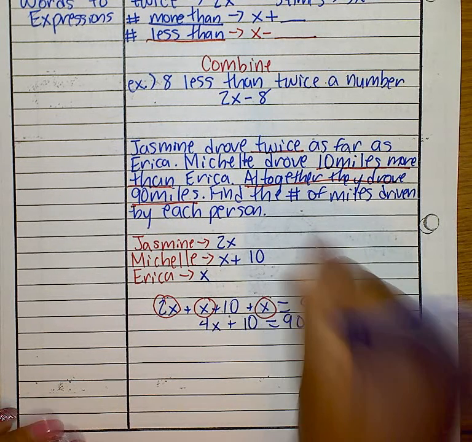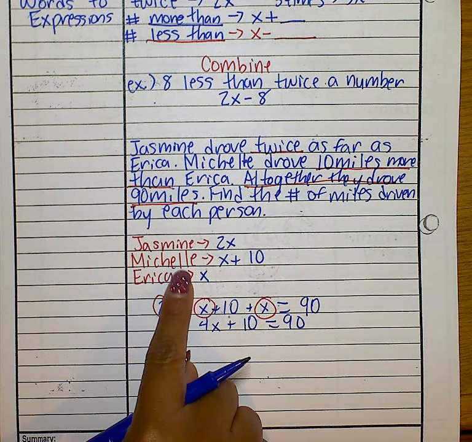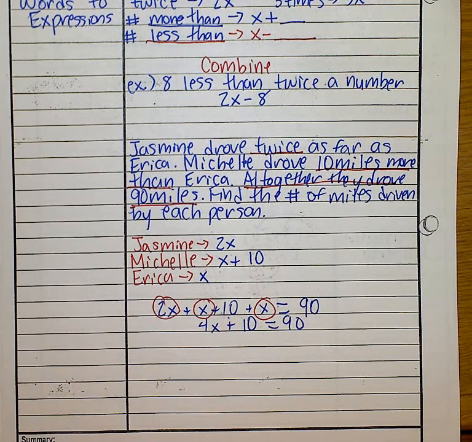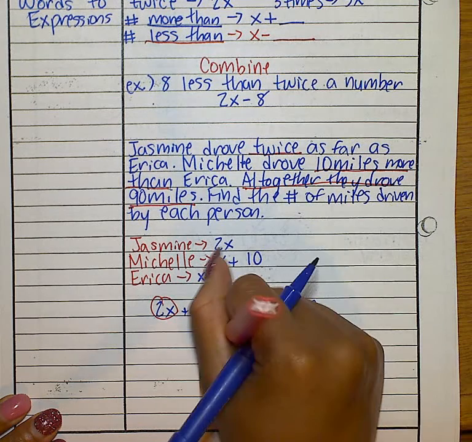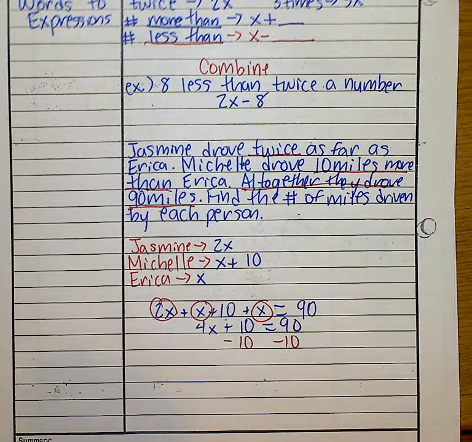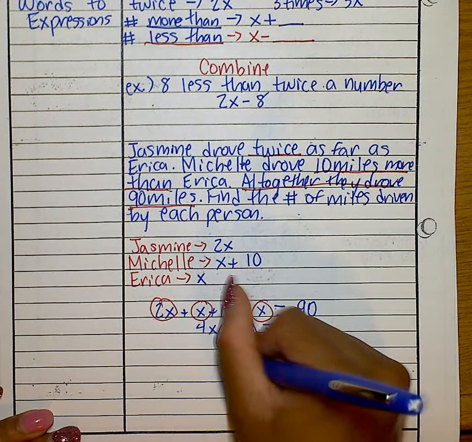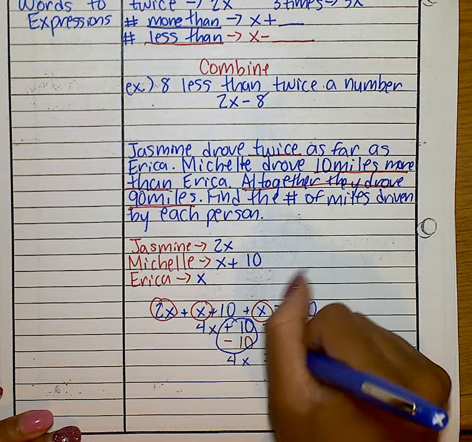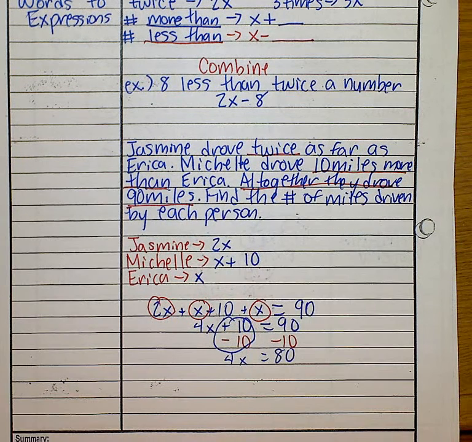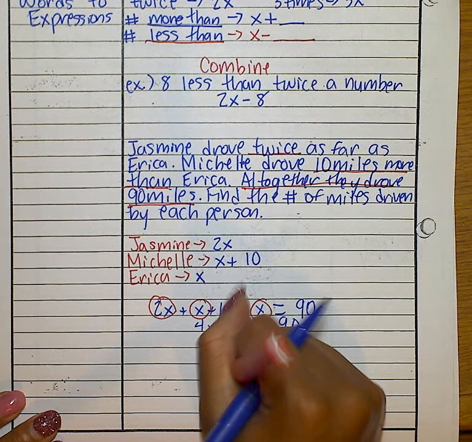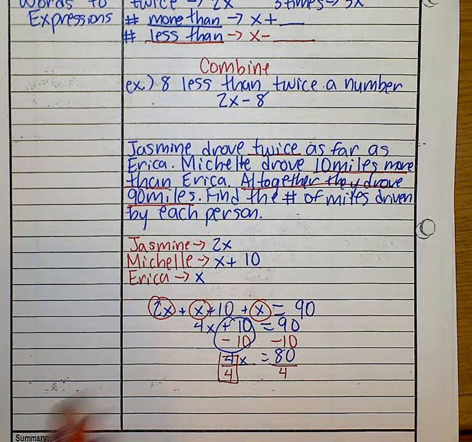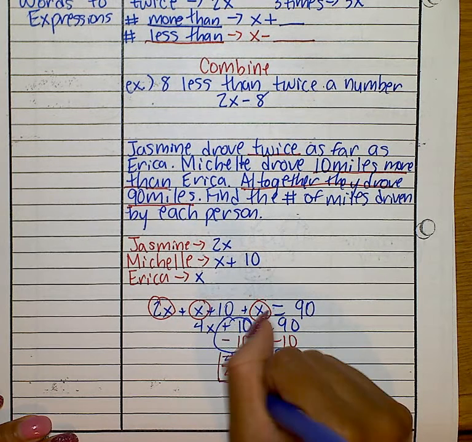Remember, our first step is to always combine like terms if you see fit. Then I want to get rid of the furthest thing away from x. That's plus 10, so I'm going to use the inverse operation, which is minus 10 on both sides. This makes a zero pair. I'm left with 4x equals 80. Next step, I'm going to use the inverse of multiplication. I'm going to divide by 4 on both sides, creating a giant 1. I'm left with x equals 20 miles.